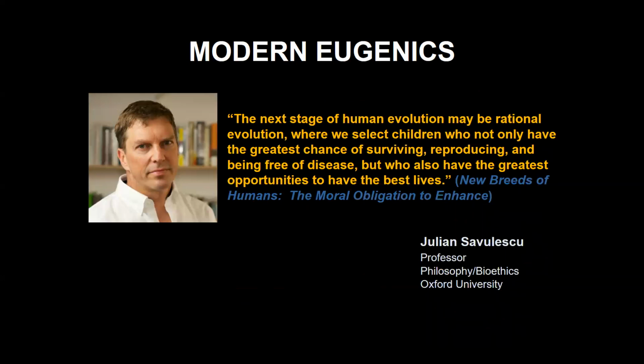The next stage of human evolution, he writes, may be rational evolution, where we select children not only to have the greatest chance of surviving, reproducing, and being free of disease, but who also have the greatest opportunities to have the best lives. Who gets to define best life? Of course, well, people like Professor Savulescu. This is from an article he wrote entitled New Breeds of Humans, the Moral Obligation to Enhance. Right? We have a moral obligation to make the world a better place by instituting eugenics.